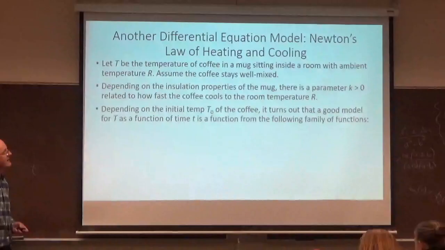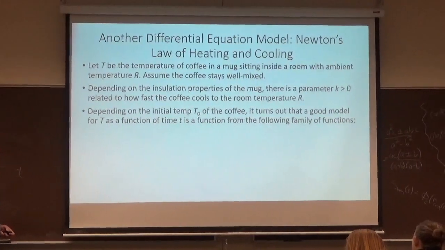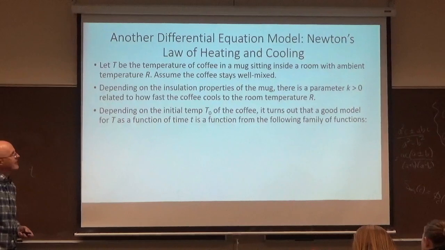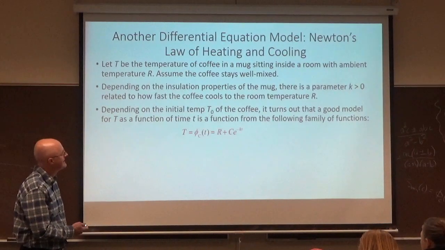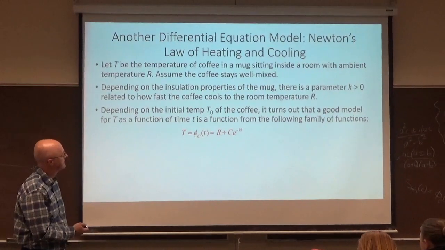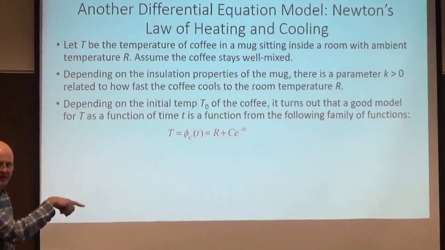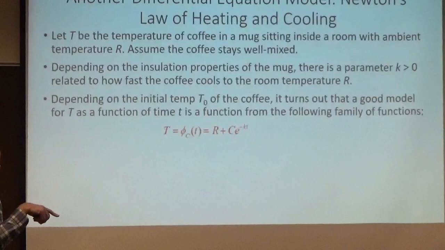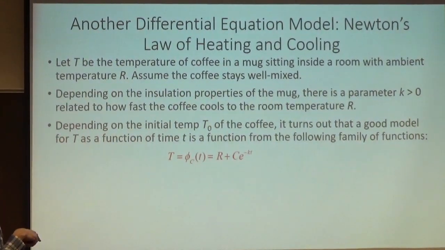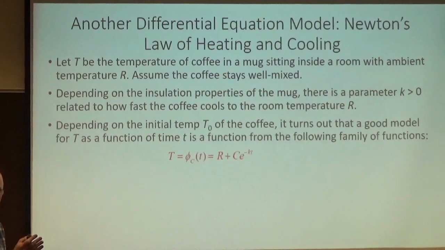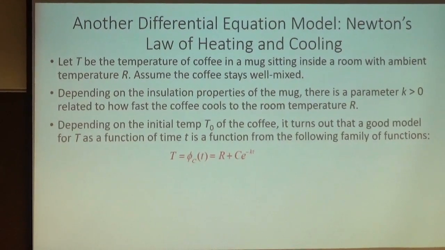Depending on the initial temp, T0, of the coffee, it turns out a good model for capital T as a function of little t is the following family. And I'm not saying how the initial temperature fits in there. C would be related to the initial temperature. I'm not saying how. Or I could figure it out, actually.